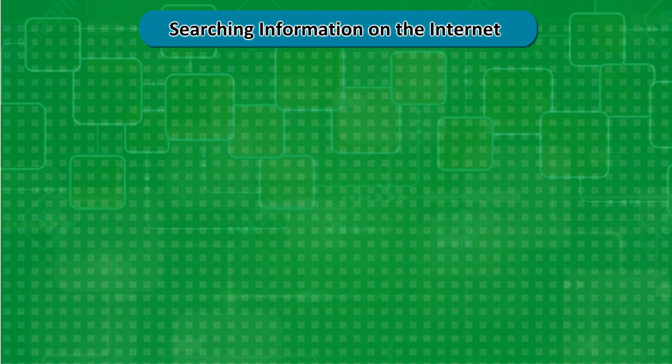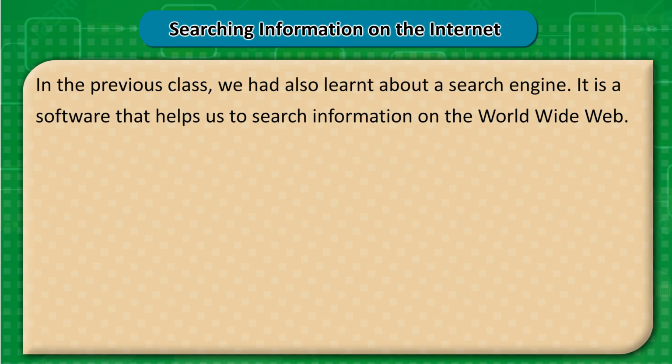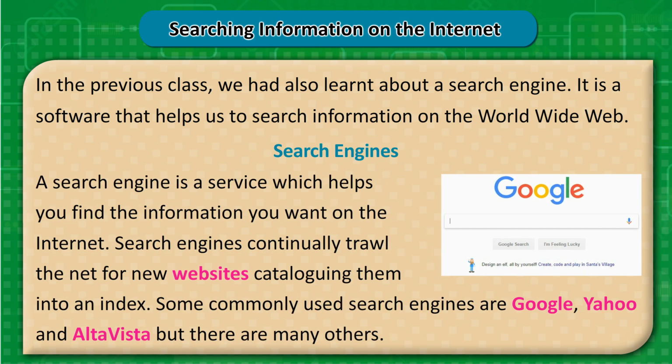Searching information on the internet. In the previous class, we had also learnt about a search engine. It is a software that helps us to search information on the World Wide Web. Search engines. A search engine is a service which helps you find the information you want on the internet. Search engines continually trawl the net for new websites, cataloging them into an index.